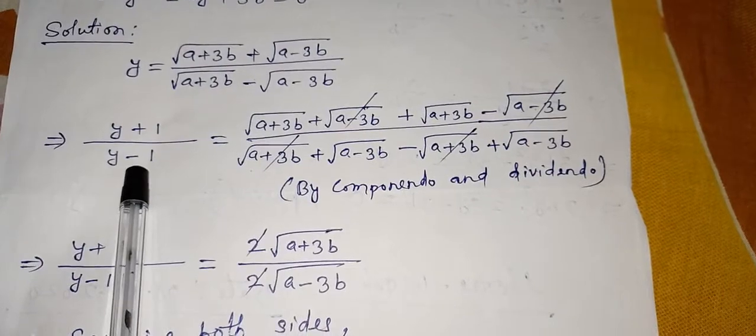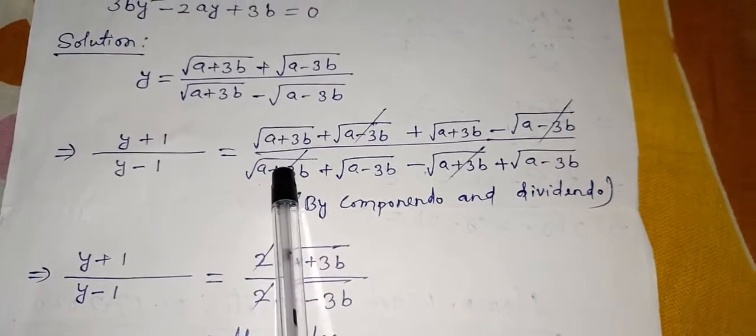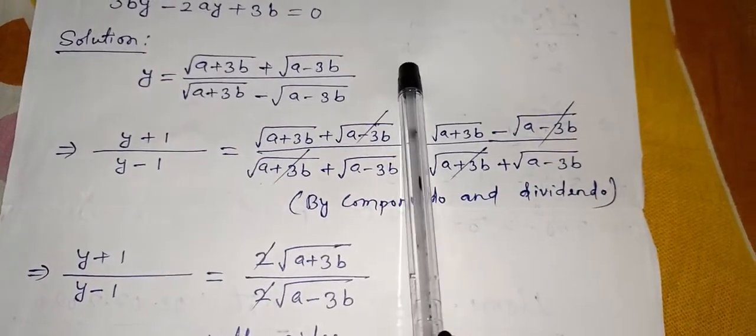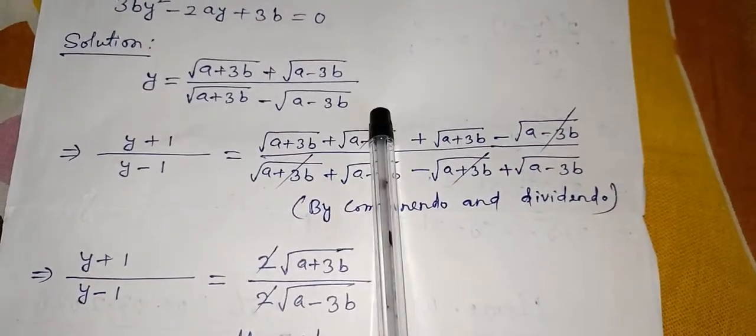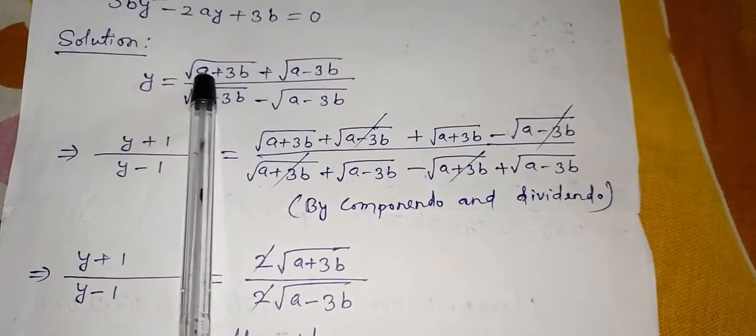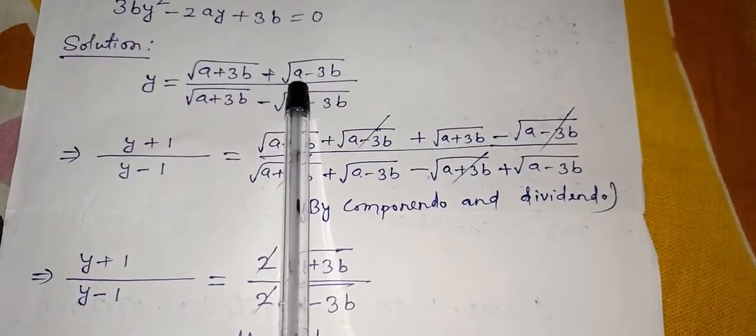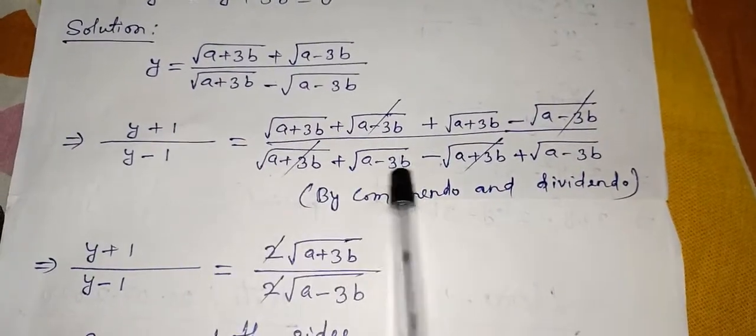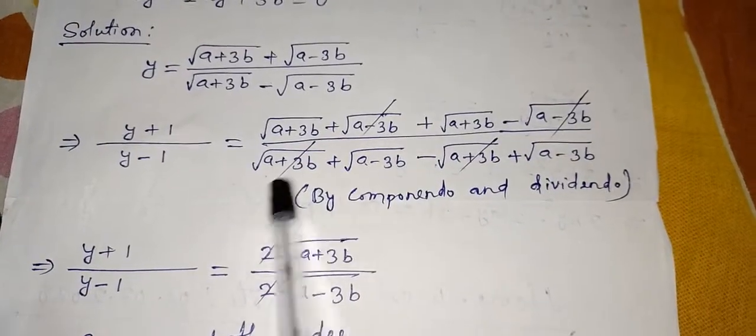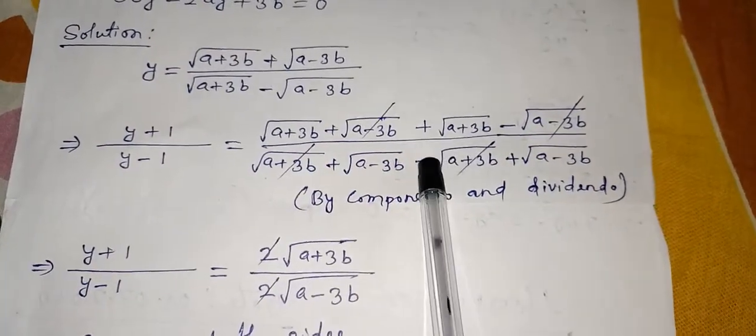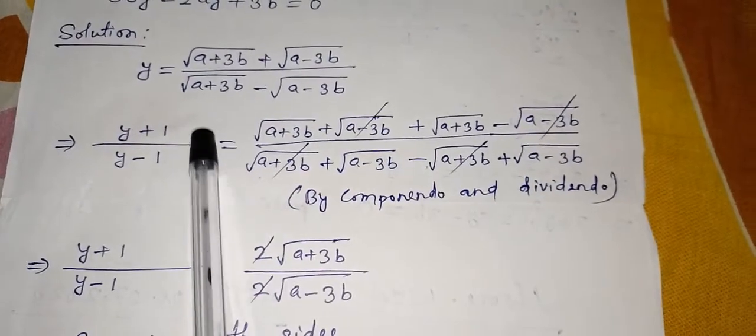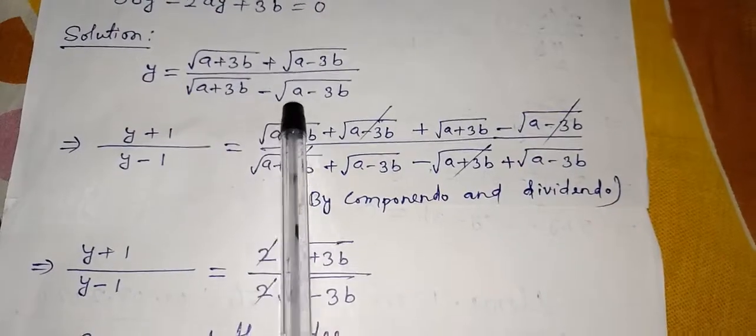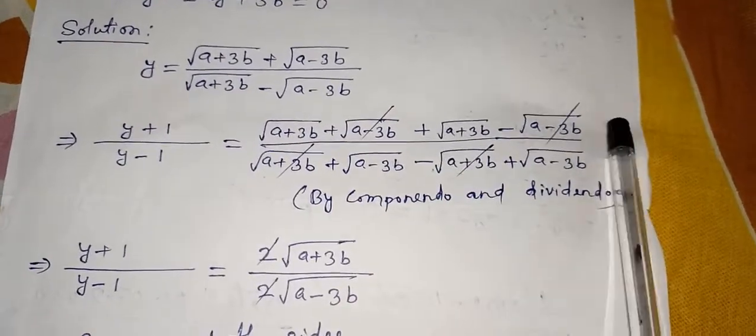And if we apply componendo and dividendo in the left hand side, we should also apply in the right hand side. So in the right hand side you can see this upper part is numerator, the lower part is denominator. So this numerator, root over a plus 3b plus root over a minus 3b, we write at the top, we write at the bottom, and then here plus and minus. And then the denominator part, that is root over a plus 3b minus root over a minus 3b, we write at the top, at the bottom.